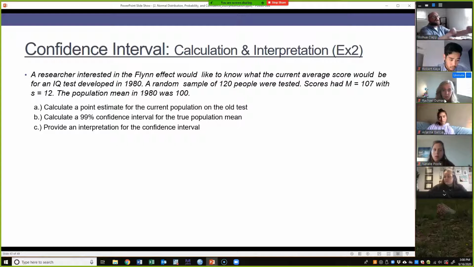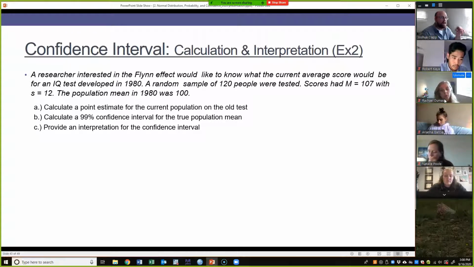And so what we've got is a researcher interested in looking at this, right? And so what they have is an IQ test developed in 1980. And what they do is they take a sample of 180 people and they administer this IQ test that was developed in 1980.